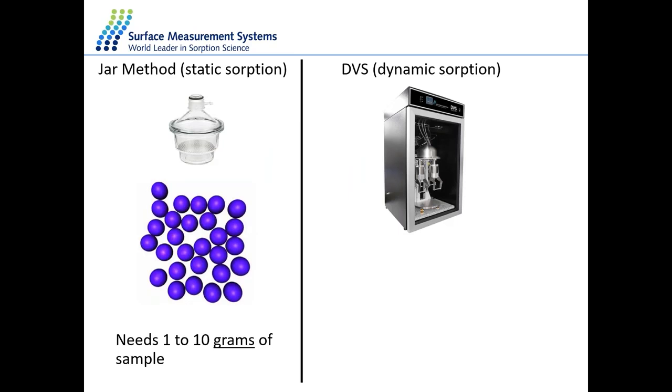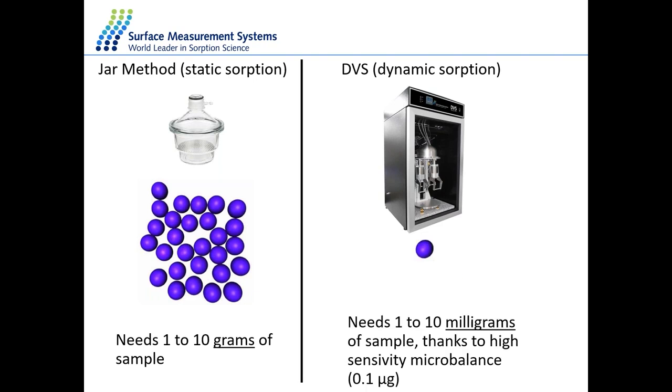So if we look at a jar method, we require a few grams of sample. The higher the mass of the sample, the more accurate the measurement will be, because we are handling the sample throughout the entire experiment. So we need a higher mass to make the process repeatable. In a DVS, we can use milligrams of sample because we have a microbalance that constantly reads the mass of the sample, so we can make it fairly accurate by making it repeatable.